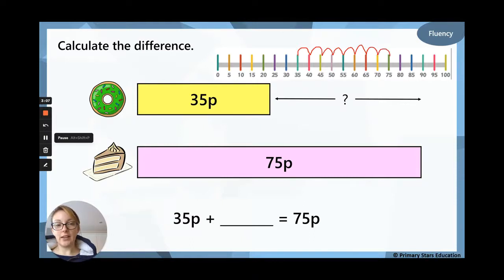So you can see I've had to do my jumps on my number line. Each one of those jumps is showing 5p that I would need, 5 more. So 35p plus 40p would equal 75p. So the difference is 40p. Okay, so let's go back to that number line. You can see 5, 10, 15, 20, 25, 30, 35, 40. Okay, 40 more on my number line would get me to 75, which means the difference is 40. Okay, well done.